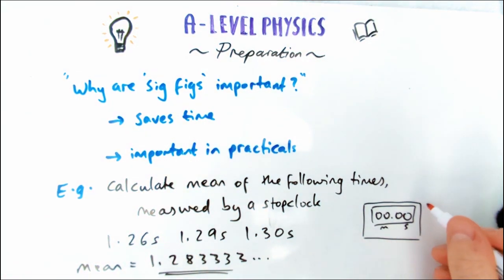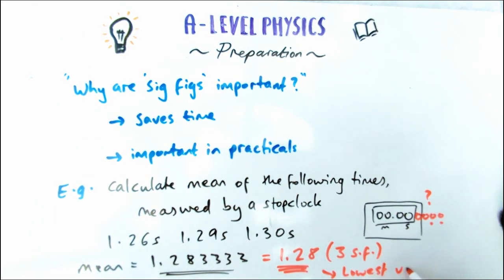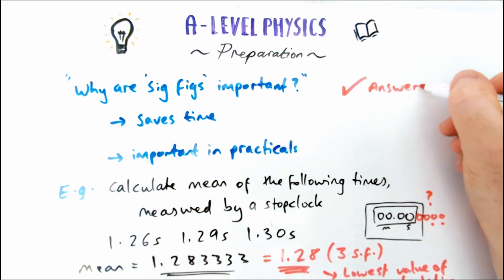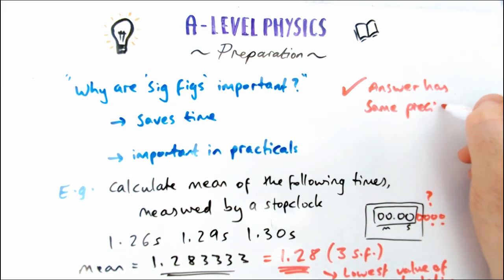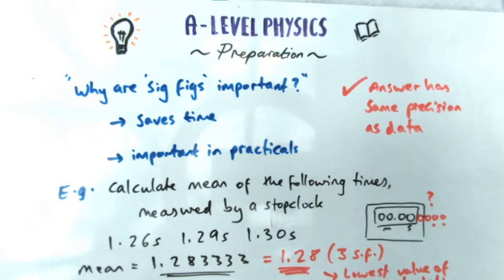Now, our answer has to be to the same number of significant figures as the original values in the question. Otherwise, we're implying we can read our values to a greater precision than the stop clock can. So our answer here should be 1.28, to 3 significant figures, because that's what the values going into the mean are. We can't give more than that because our stopwatch only gives to 2 decimal places. So the answer has to have the same precision as the data that goes into it. Otherwise, it implies you've got better measurements than you think. So there we go, that's significant figures. I hope you found that helpful, and it helps you with your calculations in A-level physics.